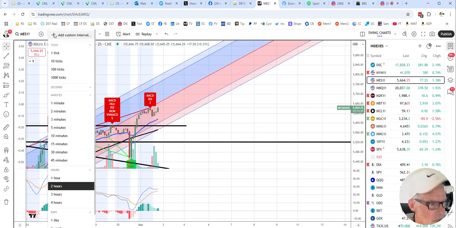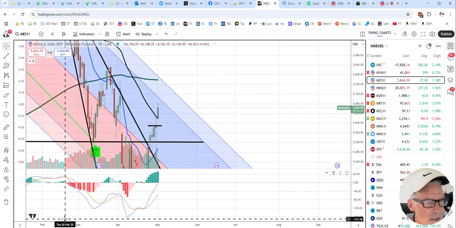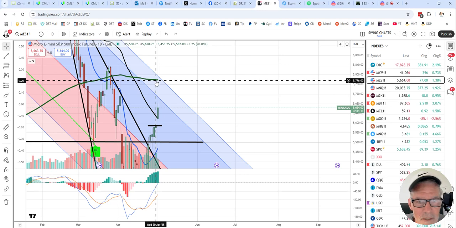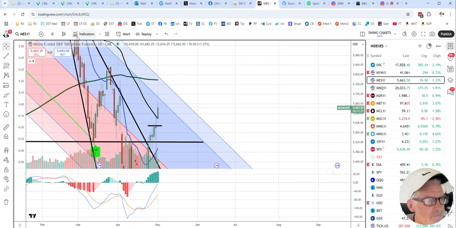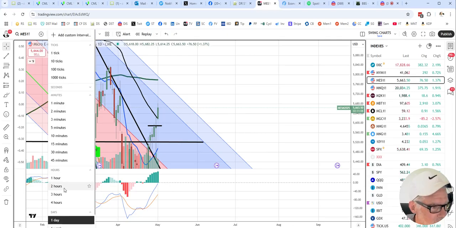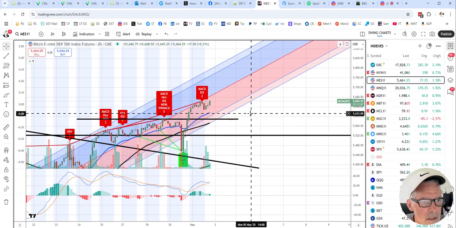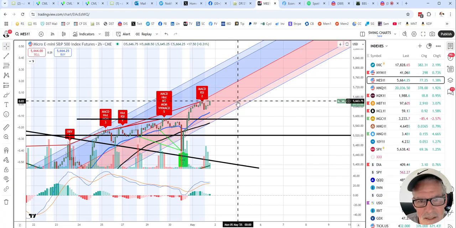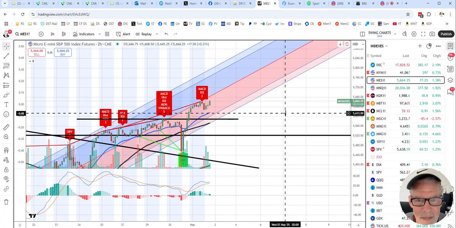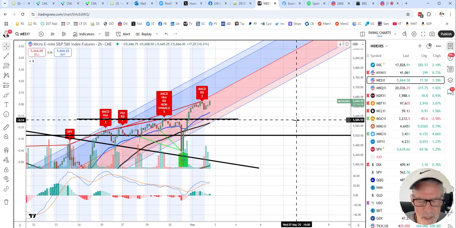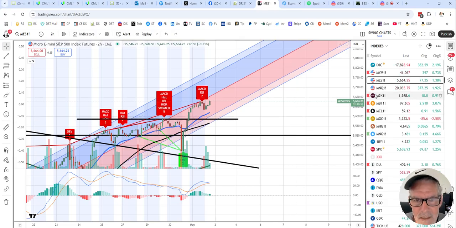Where is the 200 period moving average? Let's take a look. Oh, it's way up here. It is up here, 5,770. So, back to the 2-hour, 5,770. Let's just call that 5,750. 5,750 for a top for this current run within a couple of weeks. That would be my map.